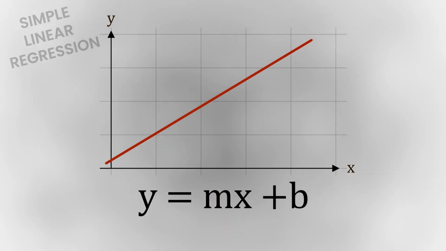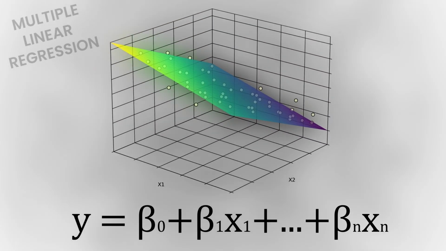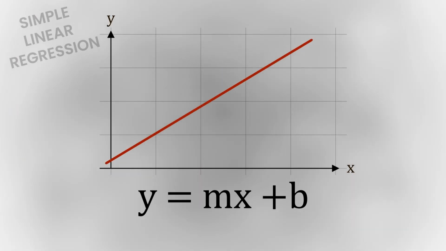And you might be wondering, if this is called simple linear regression, does that mean there's a more complex version? And the answer is yes. It's called multiple linear regression. Essentially, it's the same idea, but with more input variables and parameters. But don't worry, we're going to stick with the simple version for now, just to keep things easy to understand.